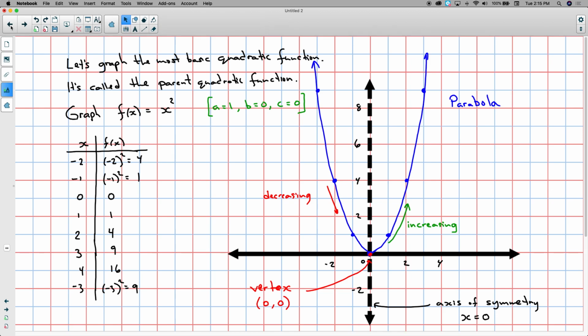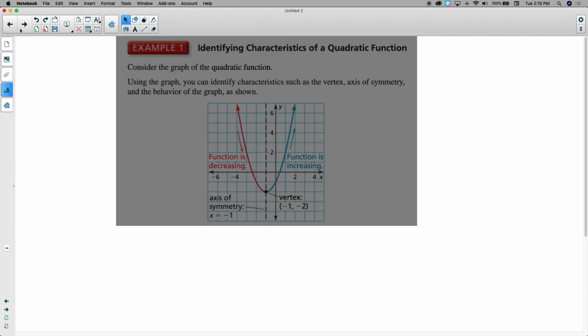I'm going to roll into the first example, and in so doing, we will be able to talk about some of these ideas as well as understanding the directions. Okay, so let's consider the graph of the quadratic function, and then here is the graph. All right, so using the graph, you can identify the characteristics such as the vertex. So there's the vertex, and it's at left 1 down 2. So here's 0, 0, to left 1 down 2.